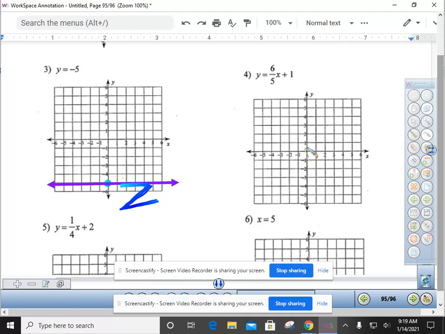What's the y-intercept? 1. Y'all do number 4 by yourself. You cannot, I repeat, you cannot add to the coordinate plane.